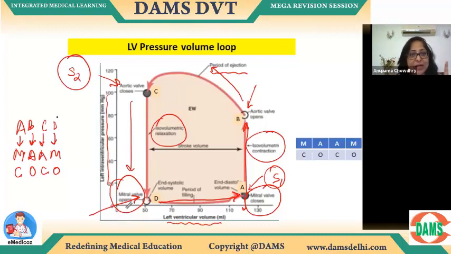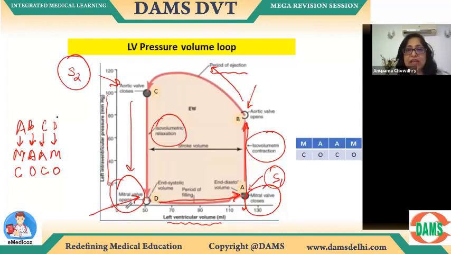But I always give you a little warning here. Please remember where A, B, C, D are. If you mix that up, then obviously this mnemonic will go for a toss. So you need to remember that. And remember A to B, isovolumetric contraction, B to C, ejection phase, C to D, isovolumetric relaxation, D to A is the period of filling. A to C is systole, C to A is diastole.